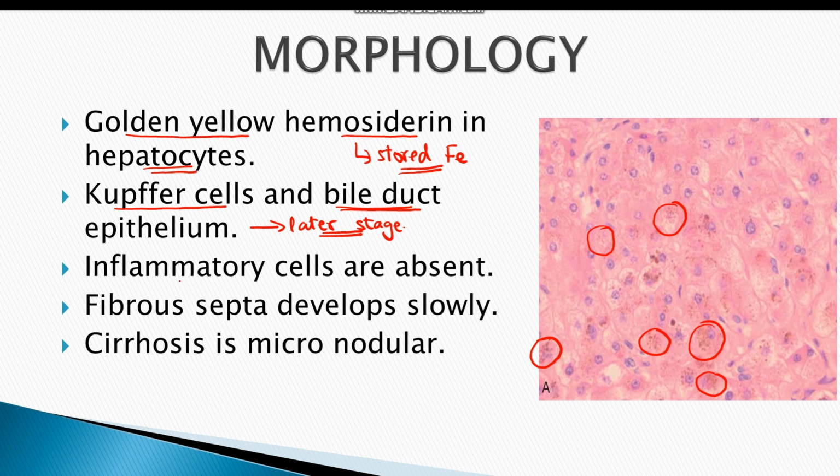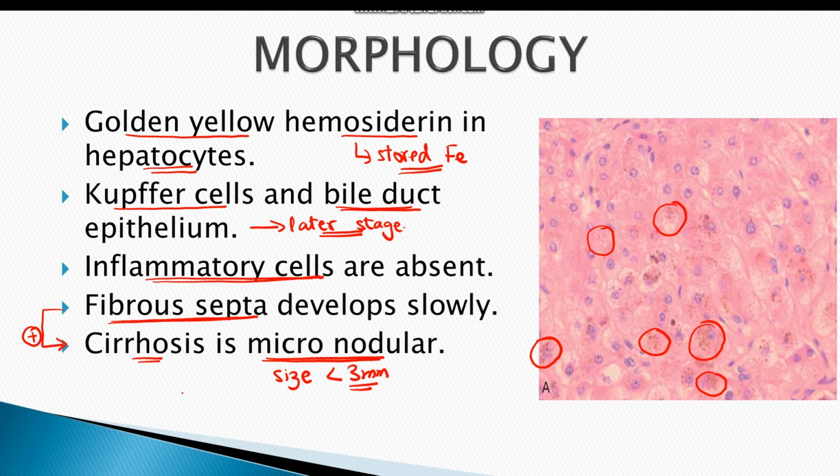Since iron is inherently damaging to the hepatocytes and other cells, there is inflammation inside the liver. But one specific feature is that there is absence of inflammatory cells at the early time. Once the disease progresses, there is also deposition of fibrous septa within the hepatic tissues, and in the late stages, the disease progresses to liver cirrhosis. The cirrhosis in hemochromatosis is typically micronodular, which means the size of the nodules is less than 3 mm.